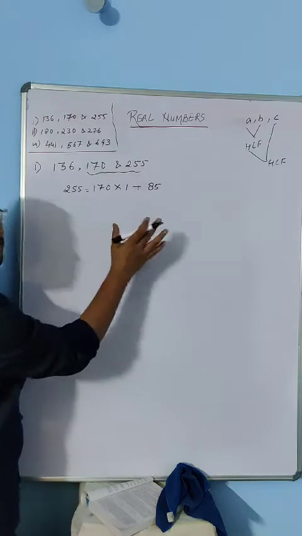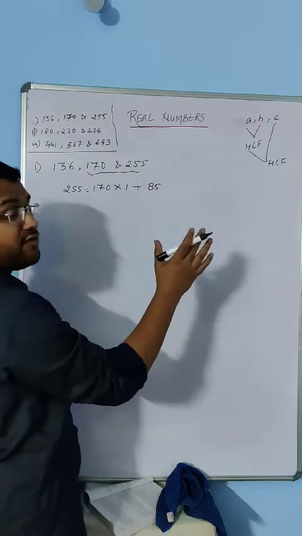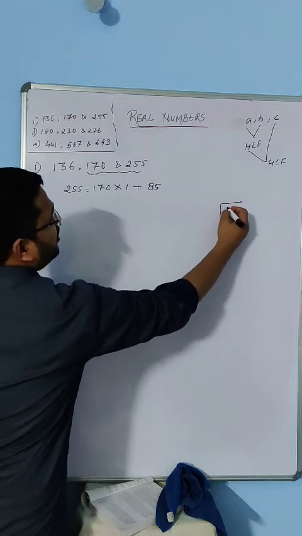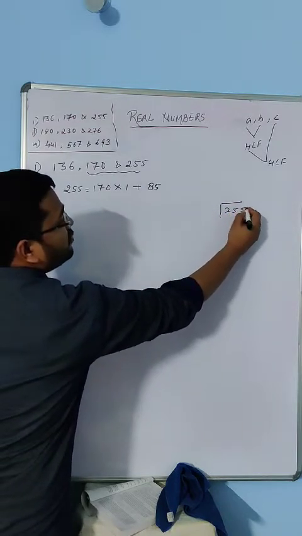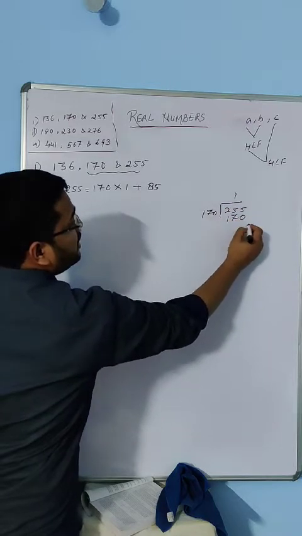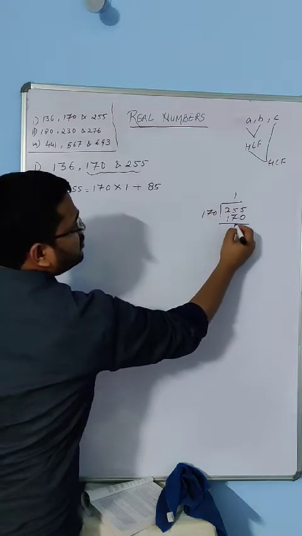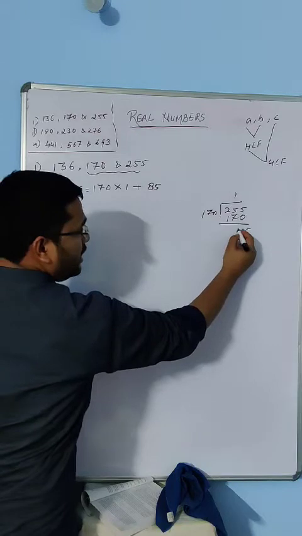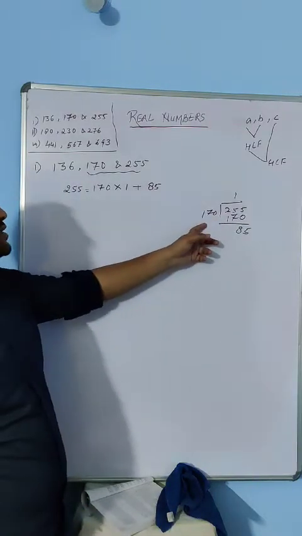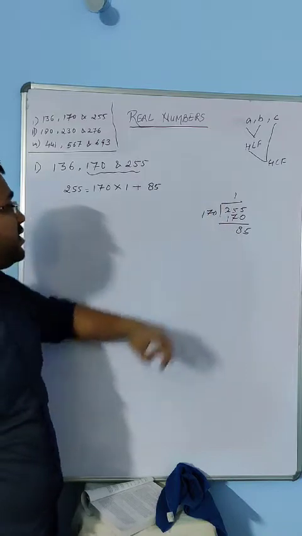I am doing it directly, but you can do it for the better. In case you are confused or you find it difficult to do it directly, you can simply divide it as you have been told: dividing 255 by 170 goes one time, it gives you a remainder of 85. So now simply write dividend is equal to divisor into quotient plus remainder.